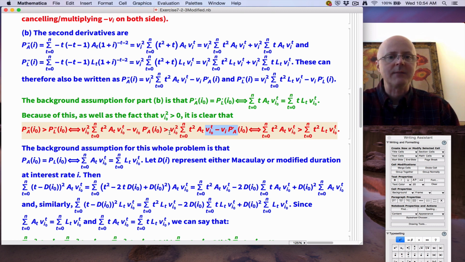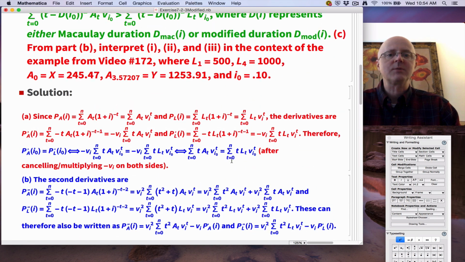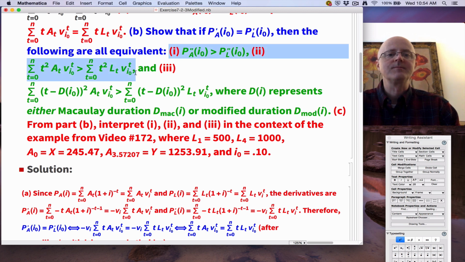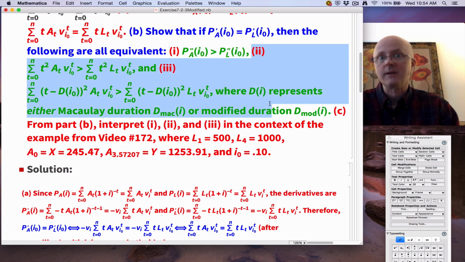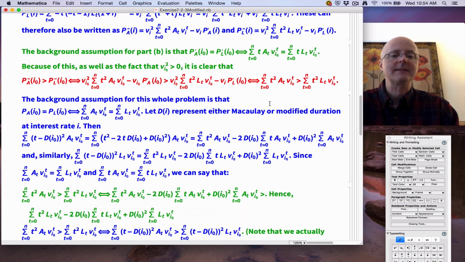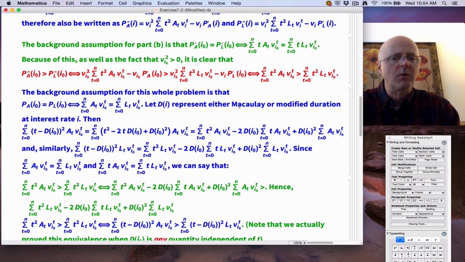Oh, and I'm realizing I have a typo here. Sorry. This should be L's here, here, and here. If you noticed that a minute ago, good for you. Okay? All right. So that gives us the equivalence between 1 and 2. If I can show also that 2 and 3 are equivalent, then I'll be done, because that'll also mean 1 and 3 are equivalent. So that's the next goal, to show 2 and 3 are equivalent, or maybe to show 1 and 3 are equivalent.